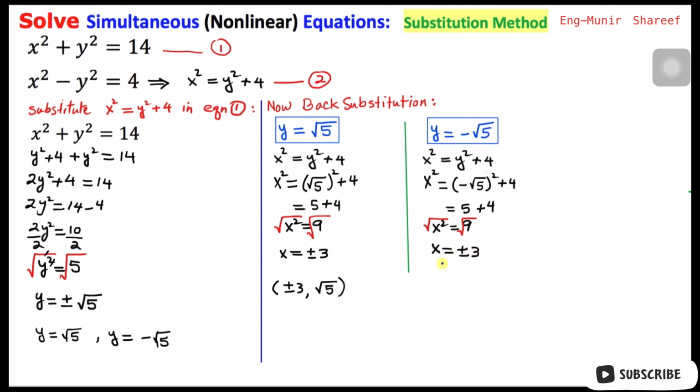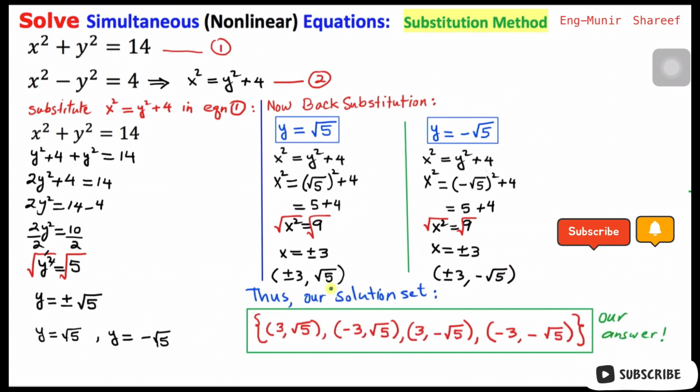So thus our solution set for this y value is positive or negative 3, and the y value is negative square root of 5. Once again, this is our x value and this is our y value. And thus here is our solution set with 4 ordered pairs, once we separated these x values along positive and negative signs, and that is our final answer.